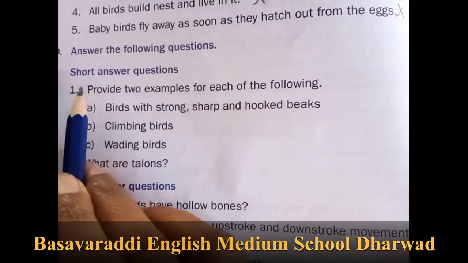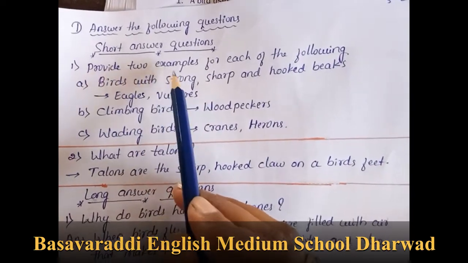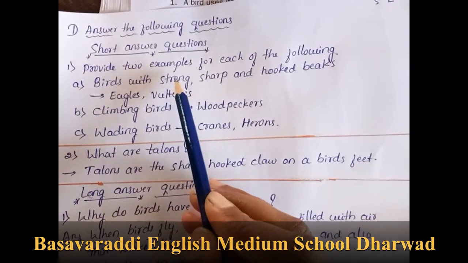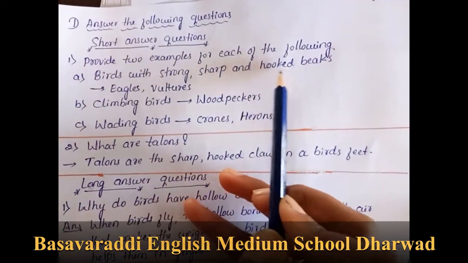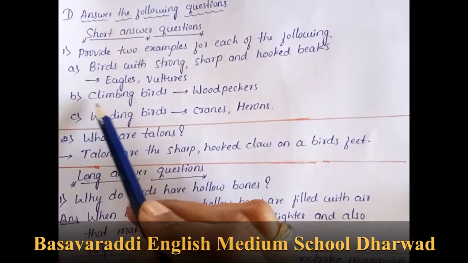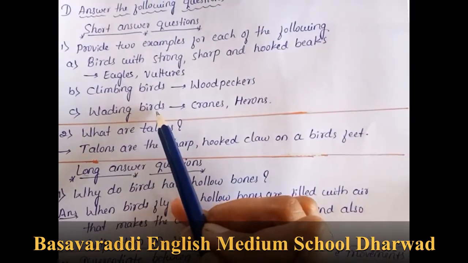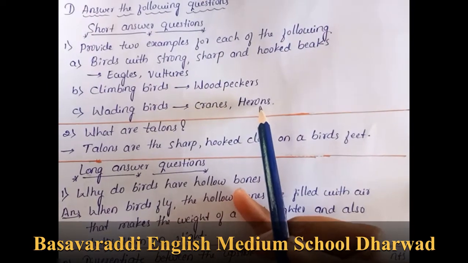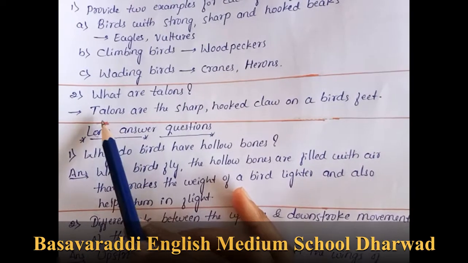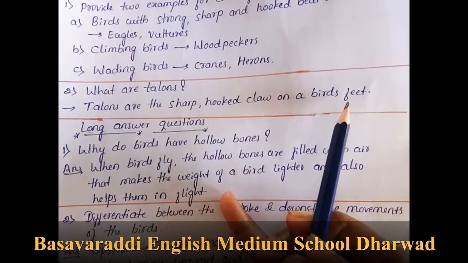Short answer questions. The first one, provide two examples for each of the following. A. Birds with strong, sharp and hooked beaks. Eagles, vulture. B. Climbing birds, woodpeckers. C. Wading birds, cranes, herons. Second one, what are talons? Talons are the sharp hooked claws on a bird's feet.